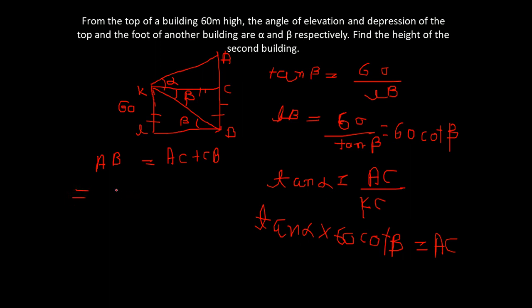AC is this one, tan alpha into 60 cot beta, and this CB is 60. So this is the 60. Okay, so this is your answer.